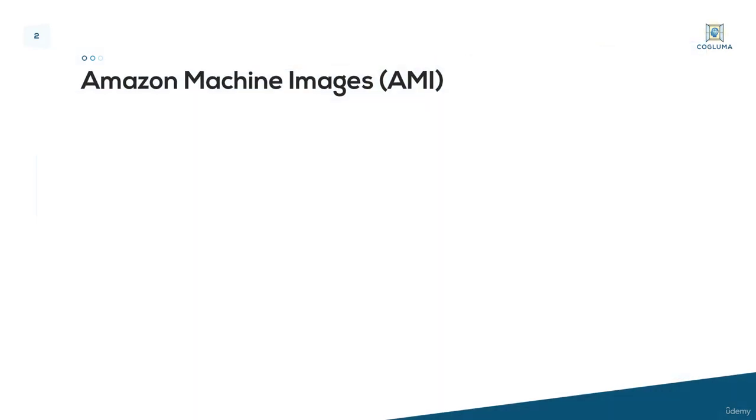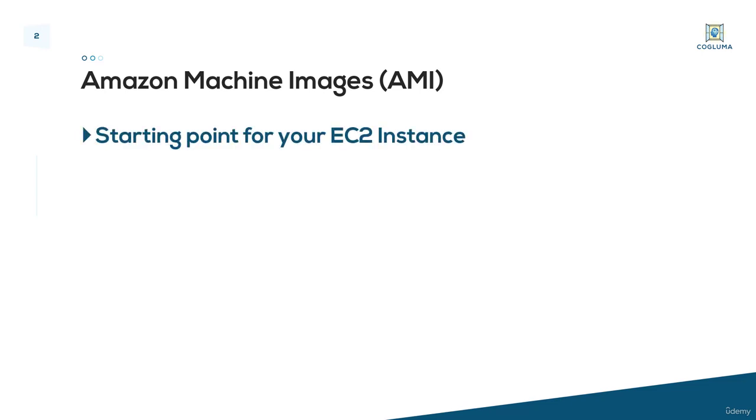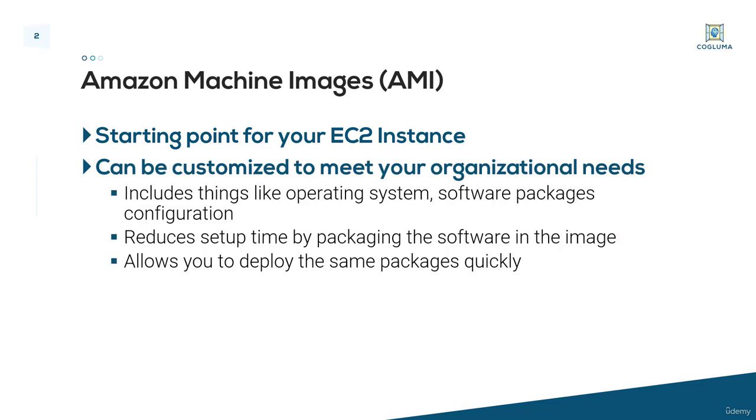All right, now in this lesson, we're going to be talking a little bit more about Amazon Machine Images, or AMIs. AMIs, they're the starting point for our EC2 instance. They include things like the operating system and software packages and different configurations that go into that EC2 instance. We can actually customize these in order to meet our organizational needs.